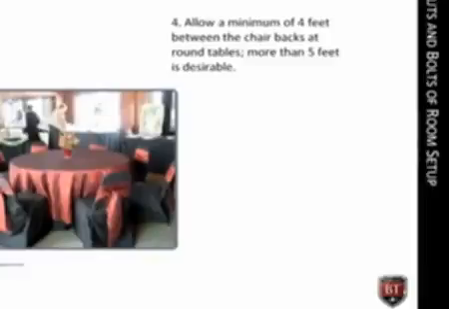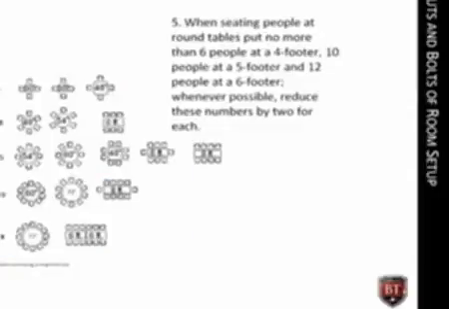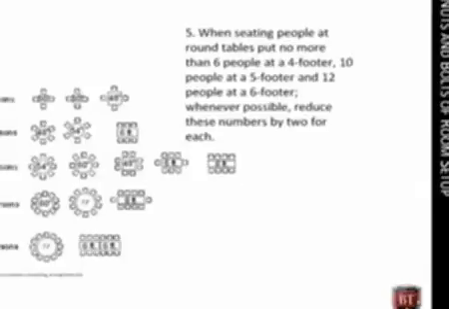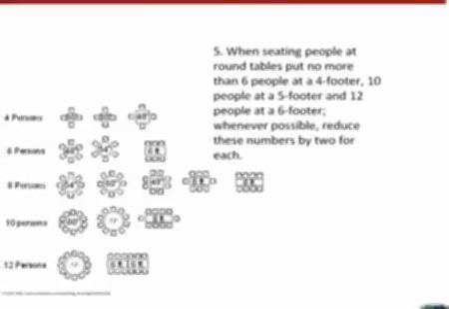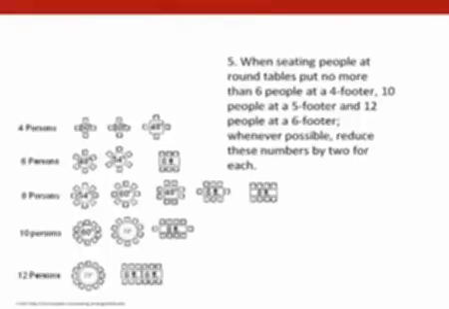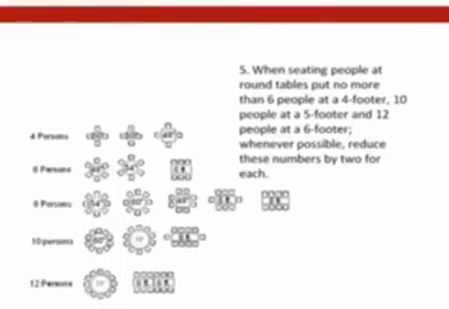Allow a minimum of 4 feet between the chair backs at round tables. More than 5 feet is desirable. Note, although full-length table linens look great, they are difficult to sit under and lead to table-clearing accidents. Half-length are preferred if people are getting up and down frequently. When seating people at round tables, put no more than 6 people at a 4-footer, 10 people at a 5-footer, and 12 people at a 6-footer. Whenever possible, reduce these numbers by 2 for each table.